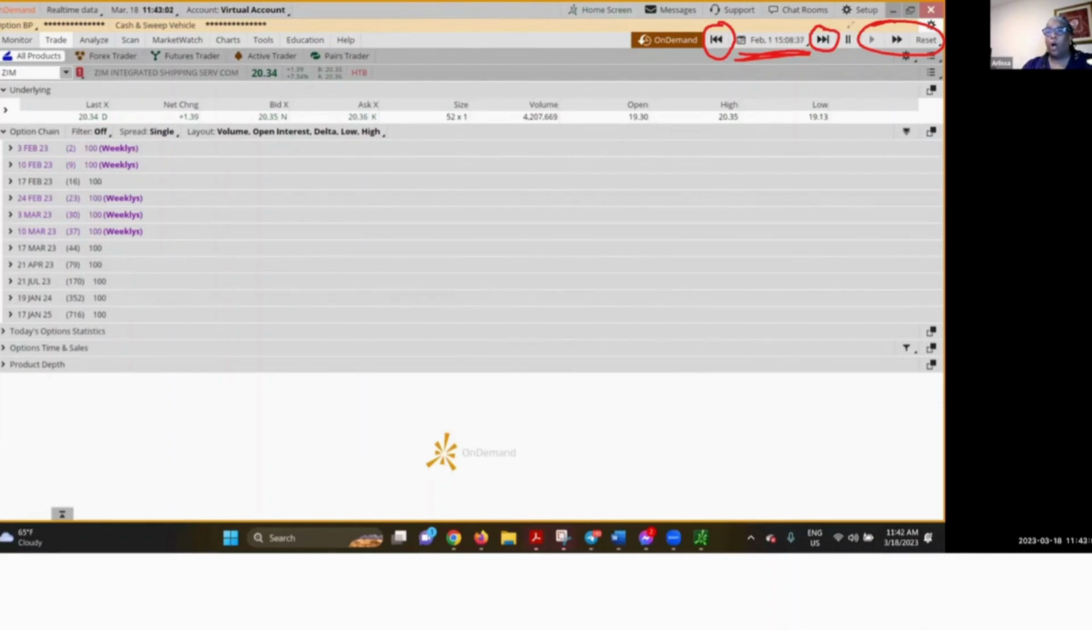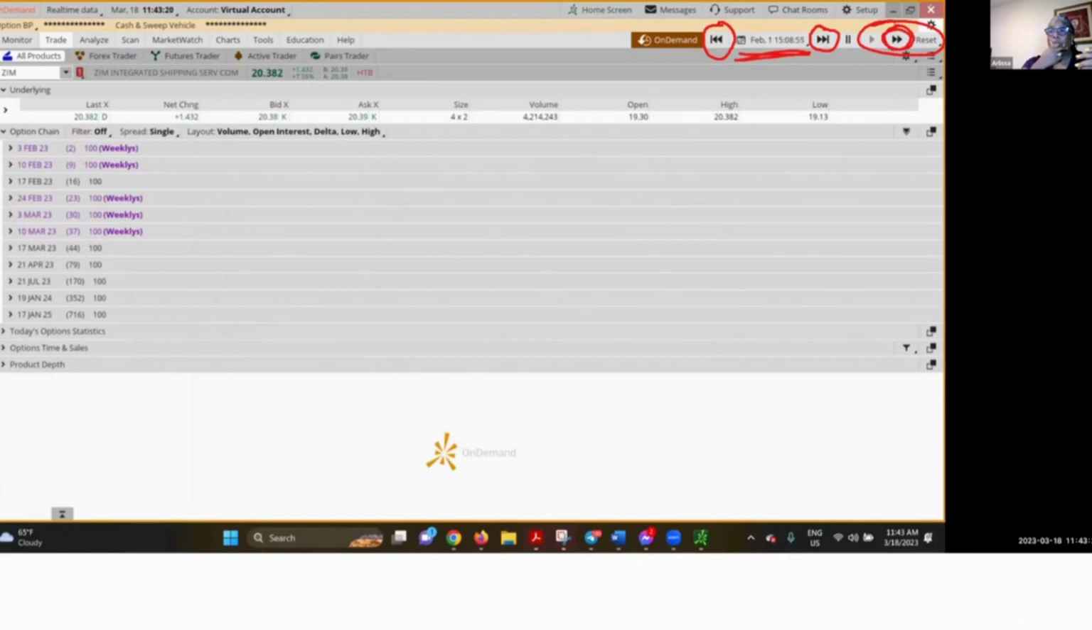Of course, this is the pause button. Right now we are on the regular play, so it's running at regular time, or you can do this double play option here. This means the time will be moving forward in 3-second intervals.